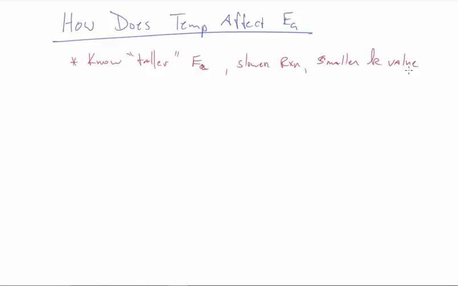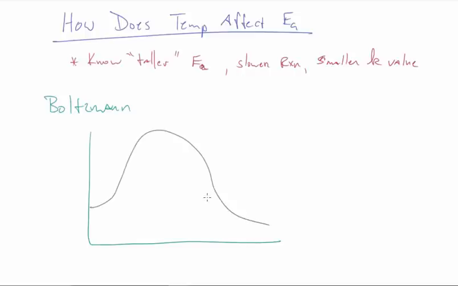It's actually an exponential relationship there. And so what we want to do is track all the way back to Boltzmann and take a look at his distribution. I'm just going to draw two different temperatures here. I've got T1, and then let's make a T2 in yellow.